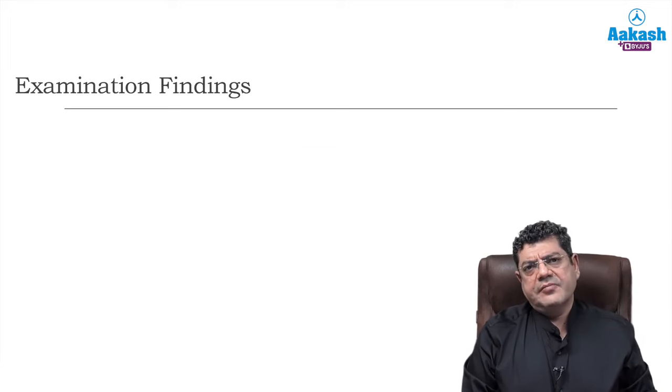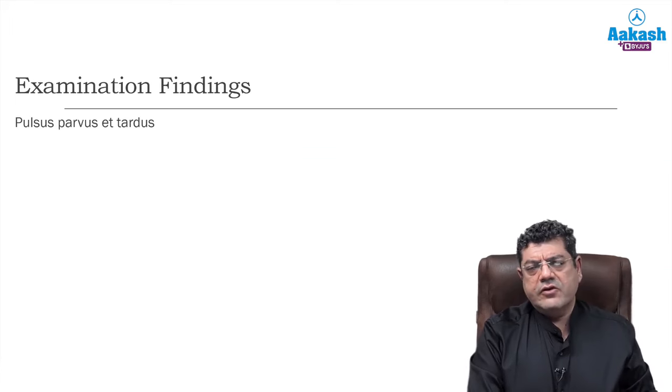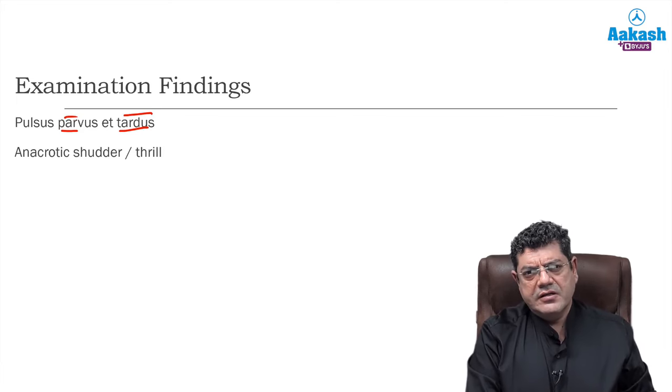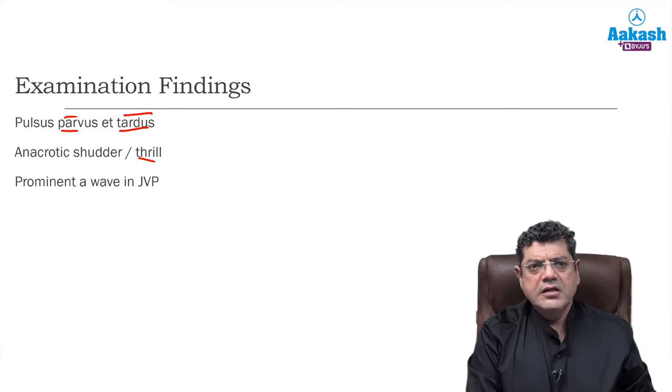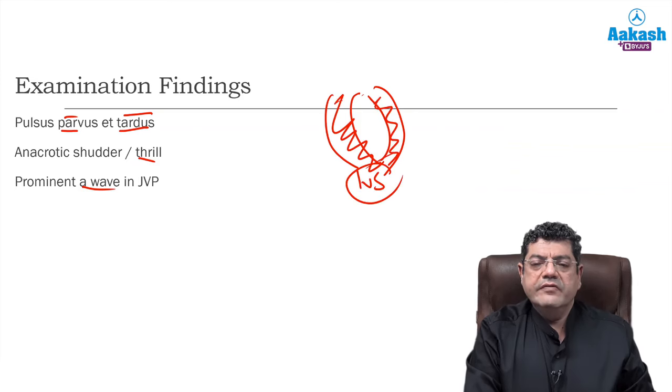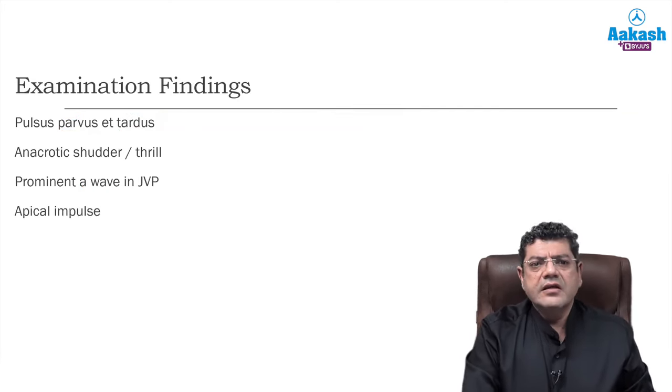What would you find when you examine these patients, right? You have a slow rising carotid pulse, pulsus parvus et tardus. So it's tardus, which is slow, and parvus, which is weak. The carotids can exhibit a thrill or an anacrotic shudder. There can be a prominent A wave in the JVP. Why? What's wrong with the right ventricle? If the left ventricle muscle is very hypertrophied, then the hypertrophied IV septum is bulging into the right ventricular cavity and compromising it. That's the reason for the prominent A wave in the JVP.